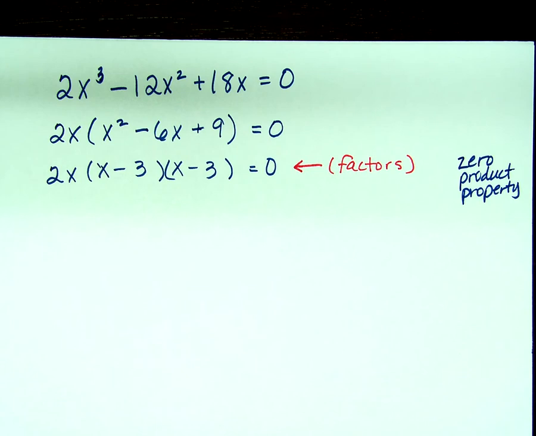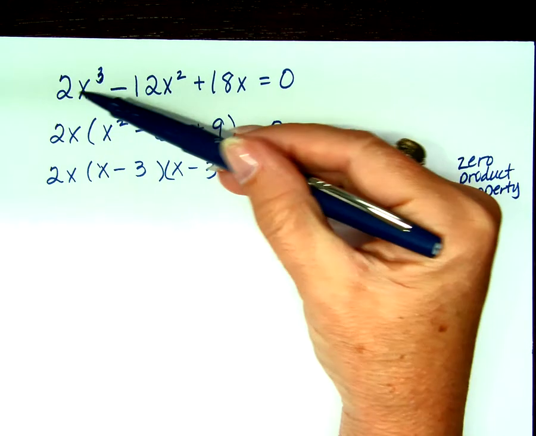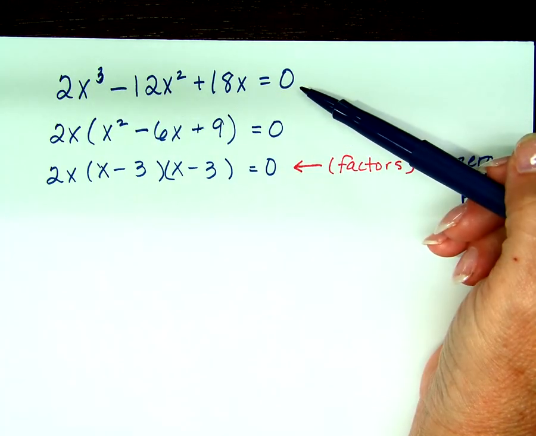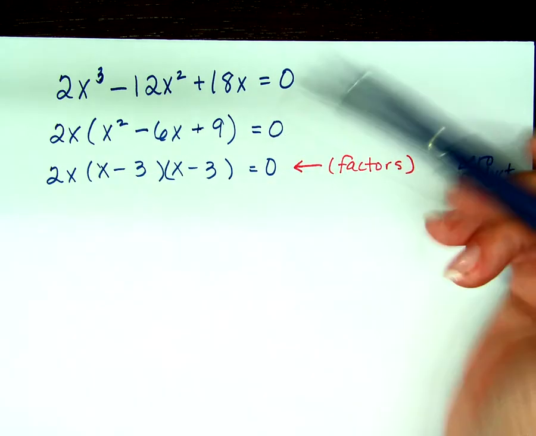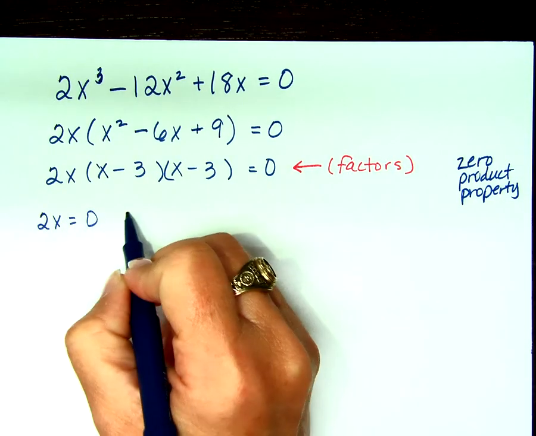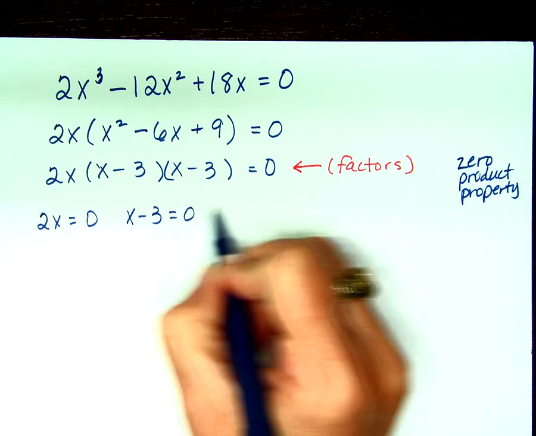That means at least one of these factors right here has to equal 0. Which one? Yeah, I don't know either, right? We have to think all of them have the possibility of making this equation up here equal to 0. So I have to find all of the possibilities that make this equation equal to 0. So I do that by setting each factor equal to 0.